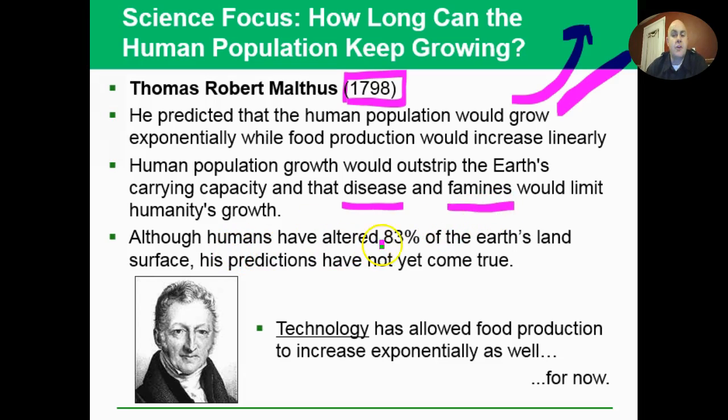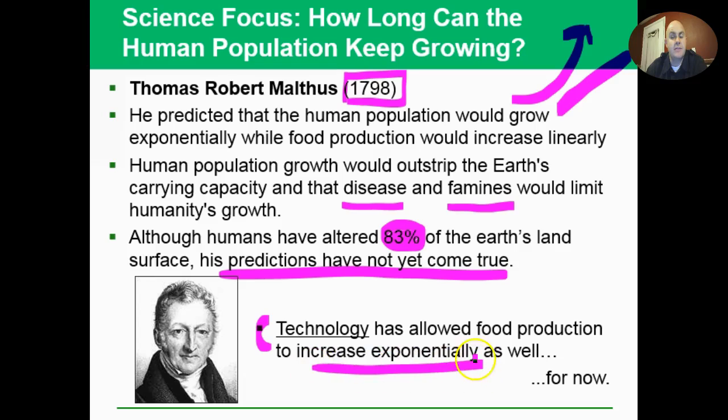And so even though humans have altered 83% of our planet, and we have stripped the earth away and worn away on its carrying capacity quite a bit, his predictions still haven't come true yet. We still haven't got there, and we haven't resulted in those issues yet. And the main reason for that is technology. It's allowed our food production to increase exponentially as well. It hasn't happened in a linear way. He assumed it would. And so we're still in the wait and see game.